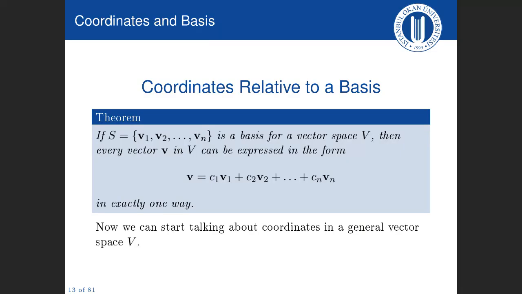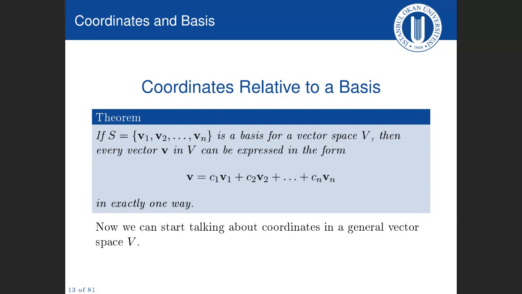Now that we have the idea of a basis, we can start talking about coordinates relative to a basis. Let's suppose that capital S is a basis for a vector space V. Then that means two things. It means the vectors in S are linearly independent, and it means that span of S is equal to V.